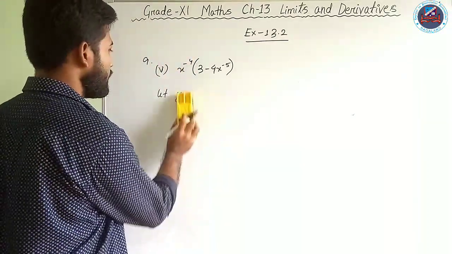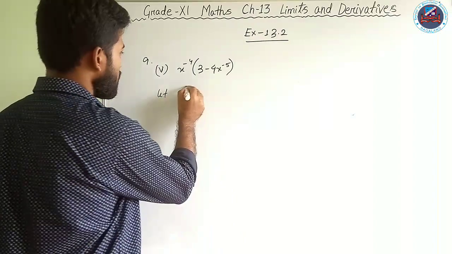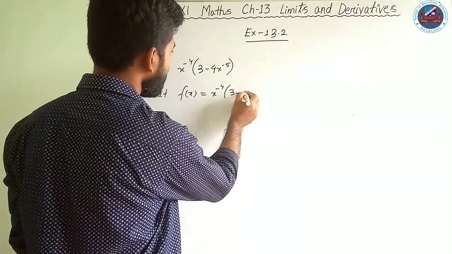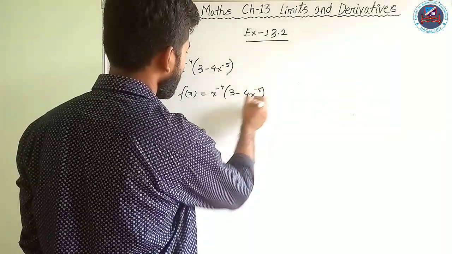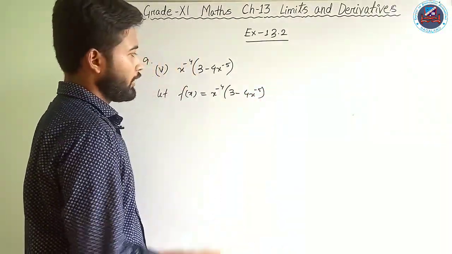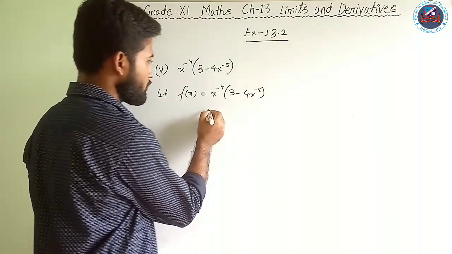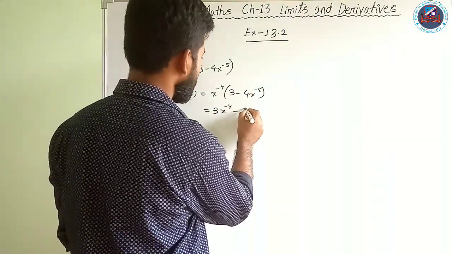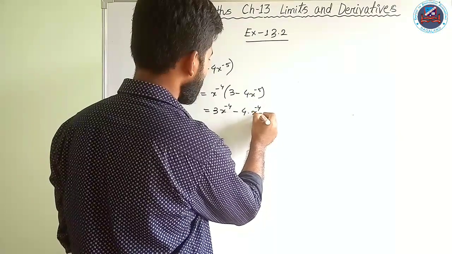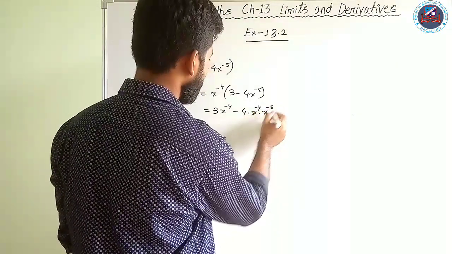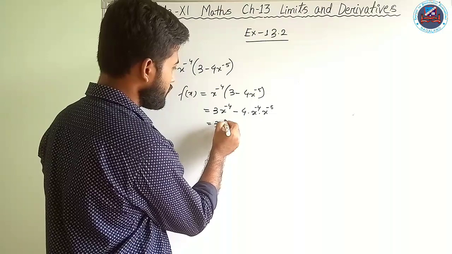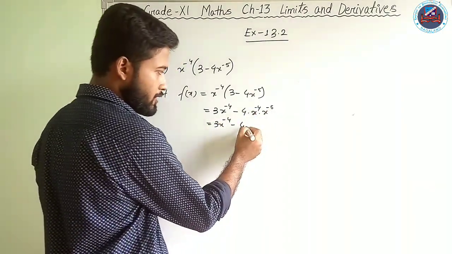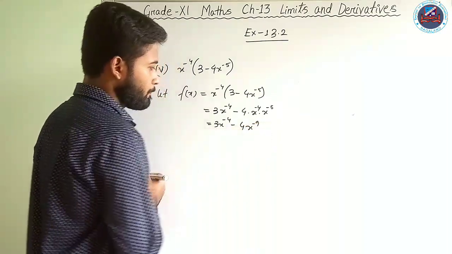They have not asked to find it using the first principle. So let us write f(x) = x^(−4)(3 − 4x^(−5)). Now either you can do it in the product form or you can break it. So this will give us 3x^(−4) − 4x^(−4)x^(−5), and the powers will add up, so this will be x^(−9).